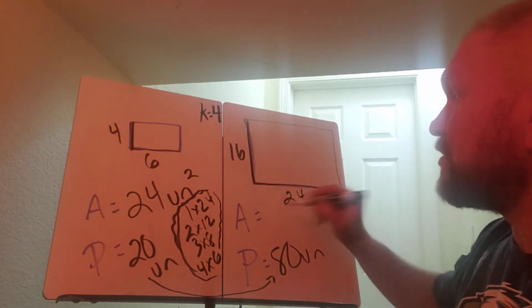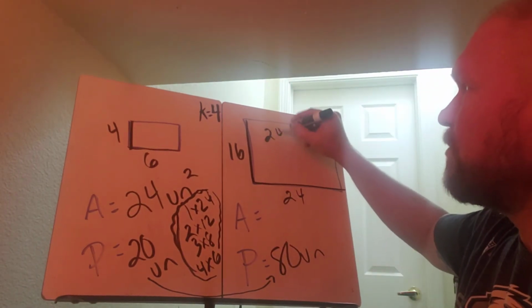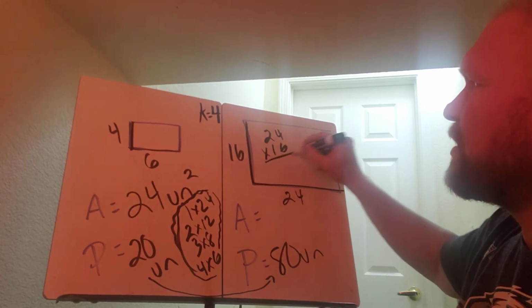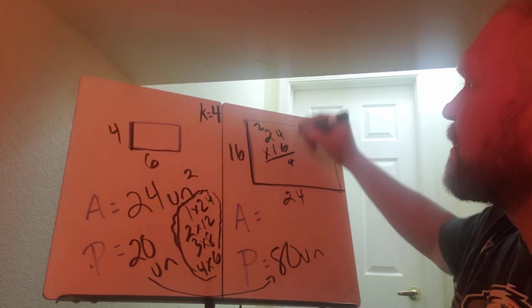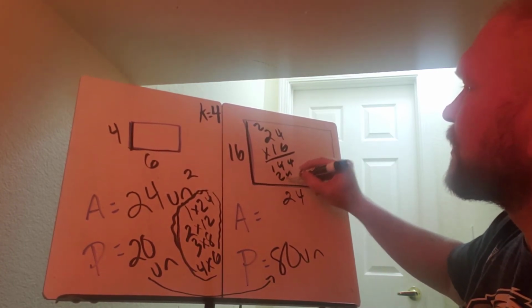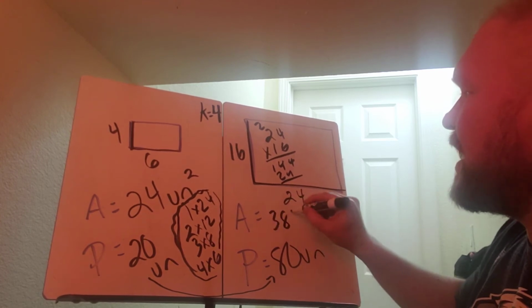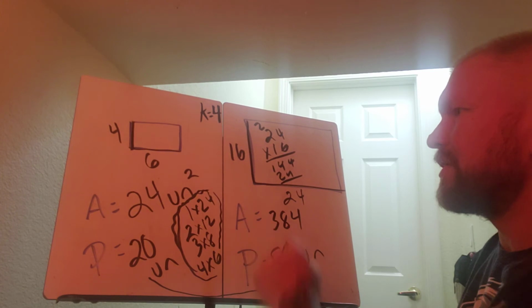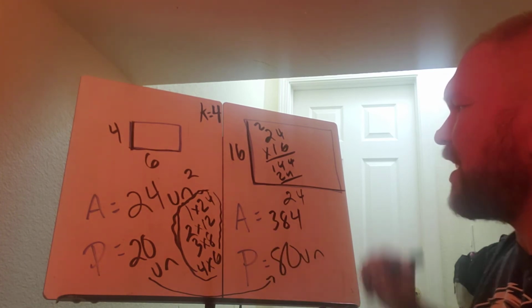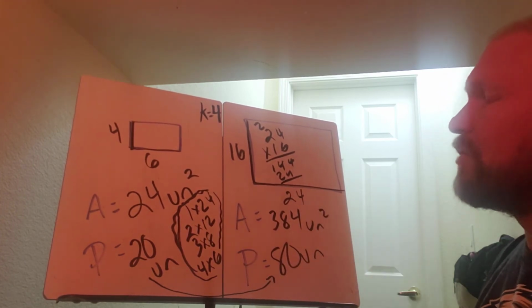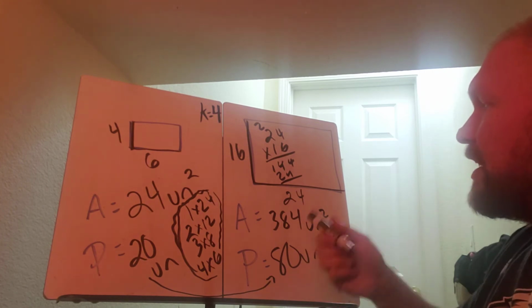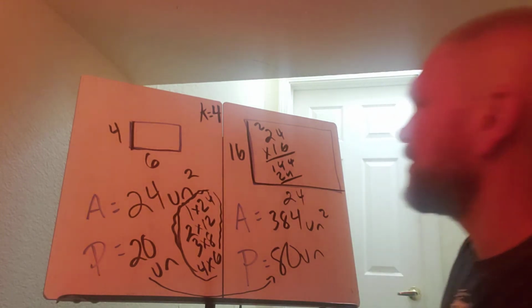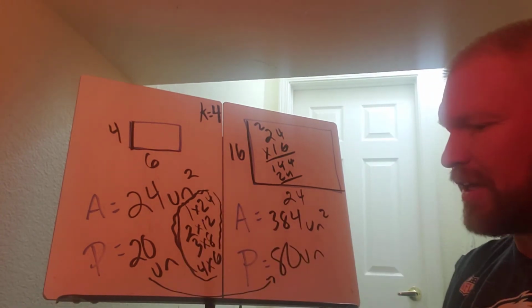So to get my area, I'm going to do length times width. My length is 24, my width is 16. Let's see what we get here. Looks like we're going to get 384. Well, that is more than 4 times larger. In fact, if you're wondering how many times larger that is, you could always divide 24 into 384 to see how many times larger it got.